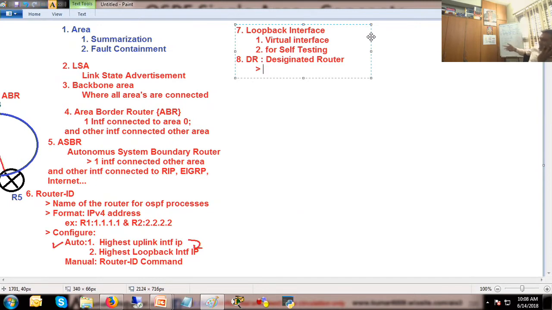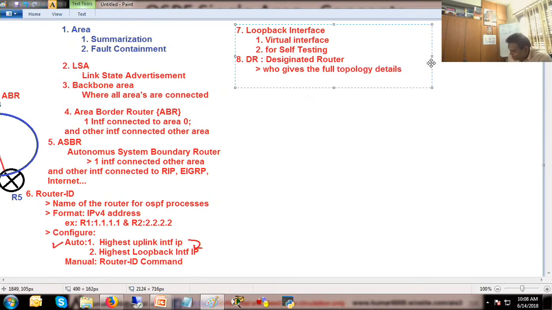If everybody gave it, it would become like EIGRP or RIP, where they give only their directly connected links up or down. But who will give the whole topology detail? The router designated to give the full topology details. This router is called the designated router.